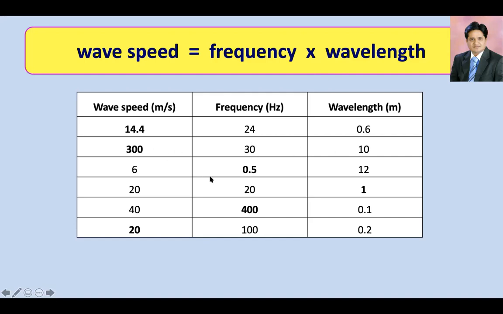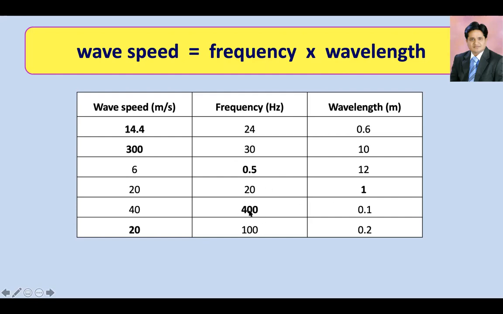In the third case, you were asked to calculate the frequency. So rearrange this formula. Frequency would be wave velocity or wave speed over wavelength. And when you solve it, you will get 6 divided by 12, which is 0.5. Now here, you're asked to calculate the wavelength. The wavelength would be wave velocity over frequency. Wave velocity or wave speed is 20, frequency is 20, 20 over 20, that's 1.